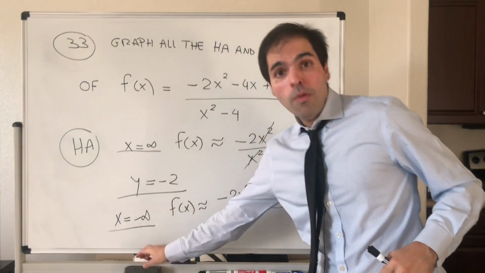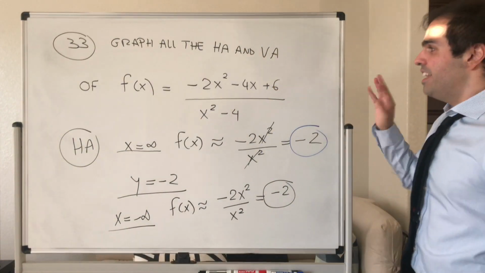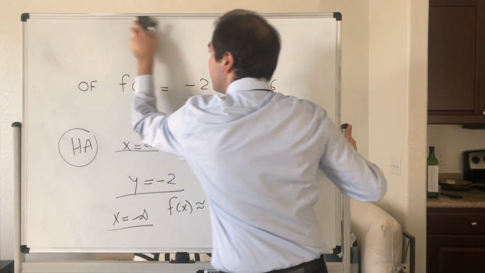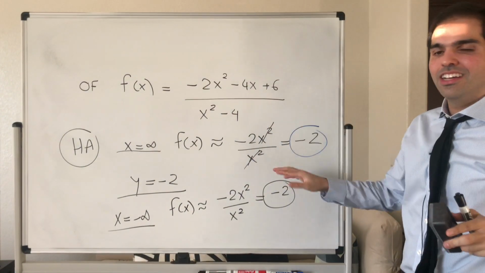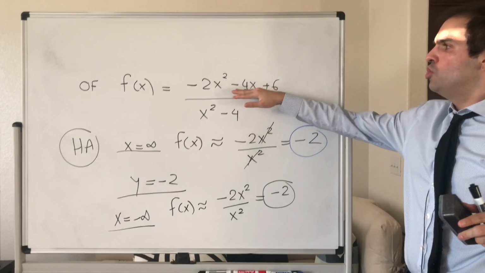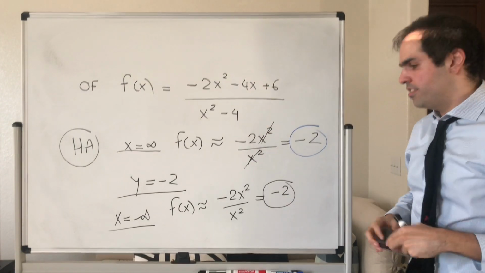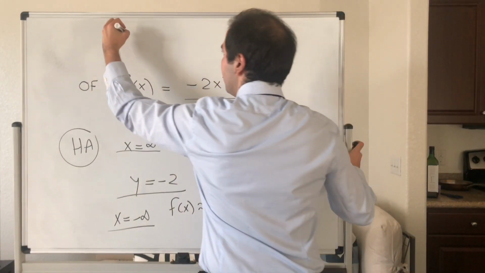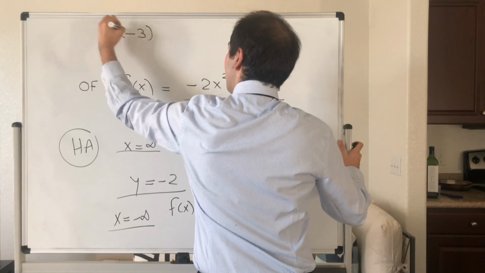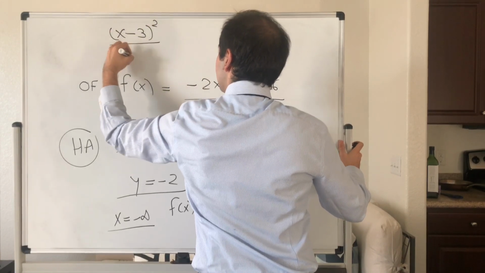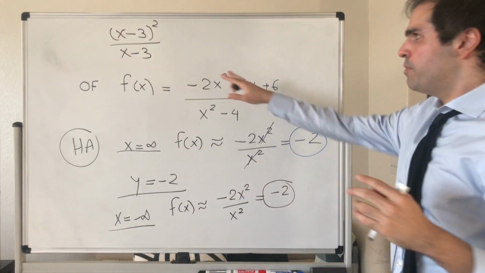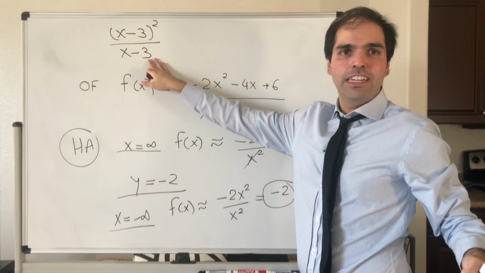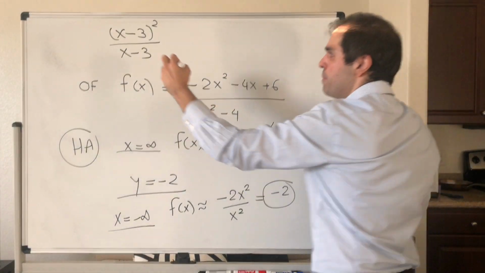Now, what about vertical asymptotes? Here you have to be a little bit careful. It is not always just the domain of the function. You need to make sure that the numerator and the denominator are simplified. And let me, for instance, give you a cautionary tale. Let's say, for instance, x minus 3 squared over x minus 3. You might say, okay, the vertical asymptote is at x equals 3.